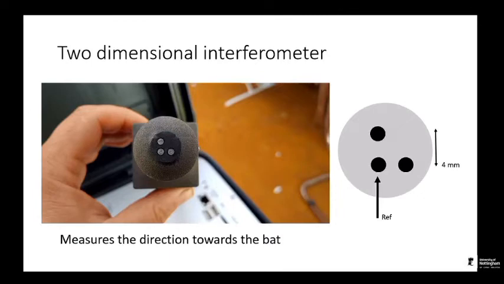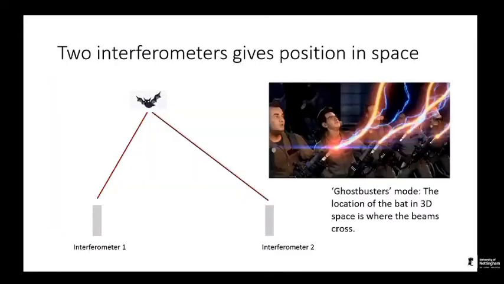So the picture on the left is actually a prototype of this type of 2-dimensional interferometer. Now this was made by Elekon, who make bat loggers. If you'd like to see one, they've got one downstairs in the foyer, so I'd encourage you to go and have a look at it. So that gives you the direction towards the bat.